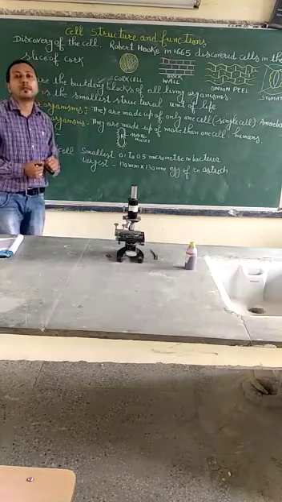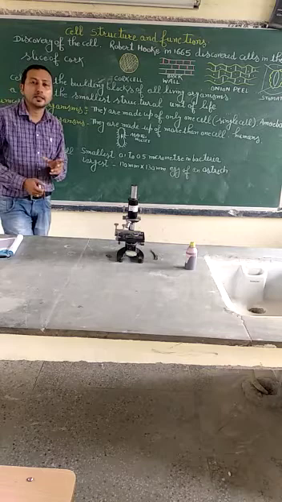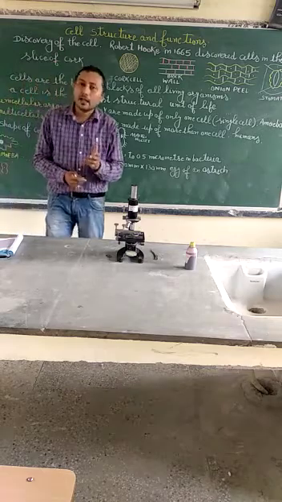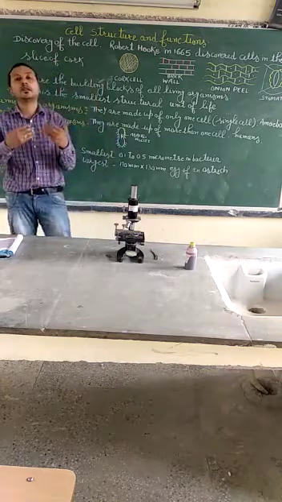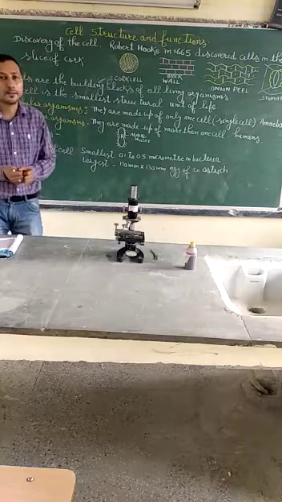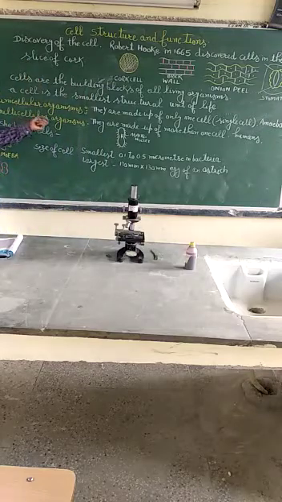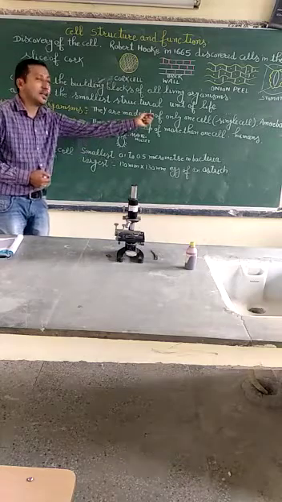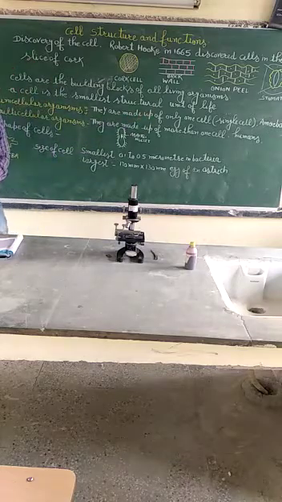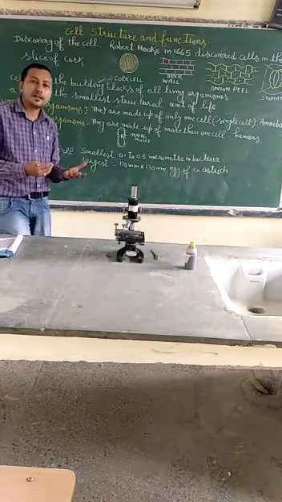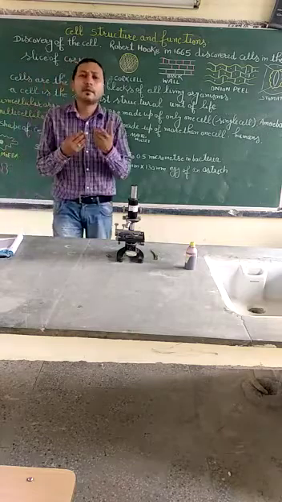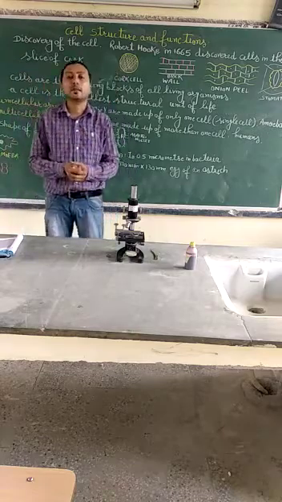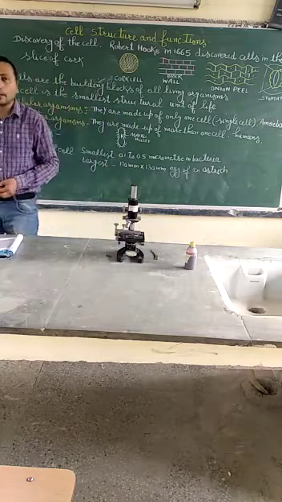Yeast is also made up of a single cell. So there are some organisms which are made up of a single cell, and that single cell has to perform all the functions in that particular organism. Then there are multicellular organisms, the organisms which are made up of more than one cell. Examples are human beings and plants. They are called multicellular because they are made up of more than one cell.